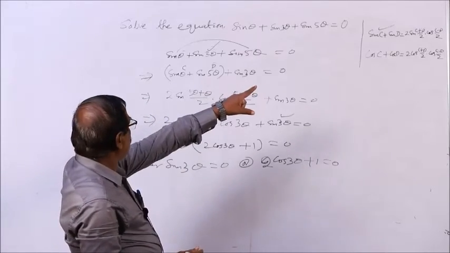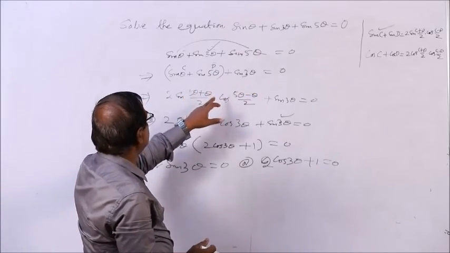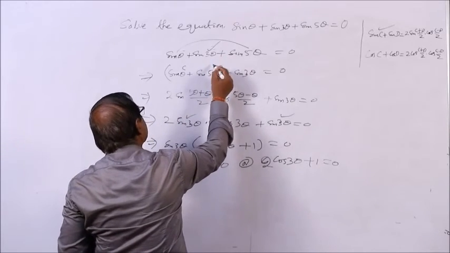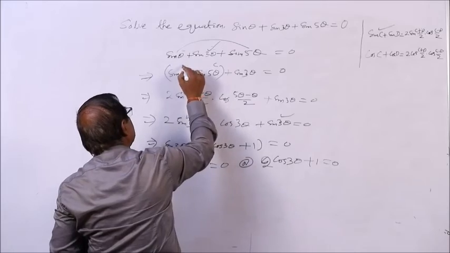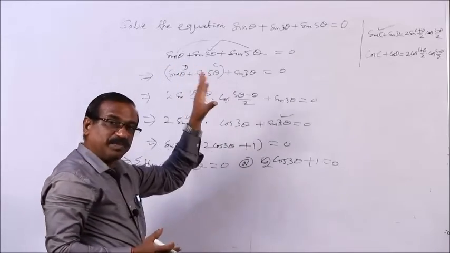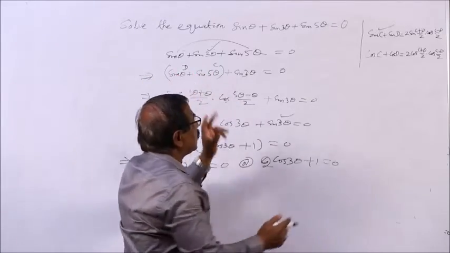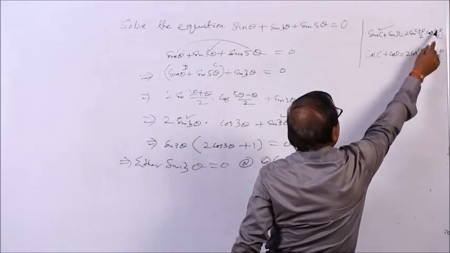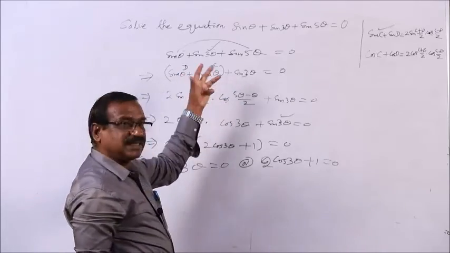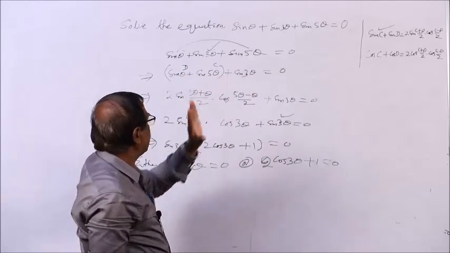I have applied that formula, sin C plus sin D. I am sorry, you should always take the bigger angle as C. Why? Between 3 theta and 5 theta, which is bigger? 5 theta is bigger. So, please take the bigger one as C, so that you will not face a problem in C minus D. Please remember, whichever angle is bigger, take it as C, right.